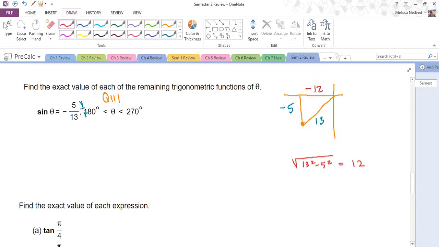I kind of grouped some steps together there. If you need to work the Pythagorean theorem step by step, by all means go for it. You can pause the video and go ahead and work that out and make sure you get the same thing I do. Then find your trig functions.